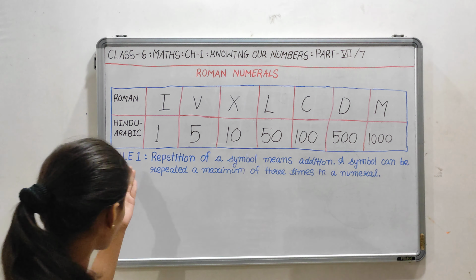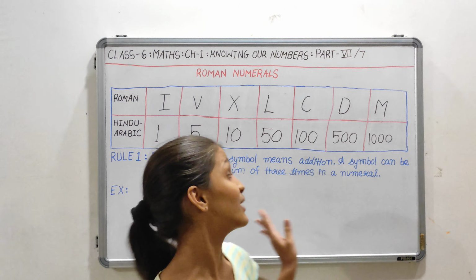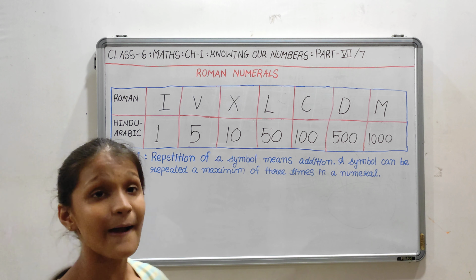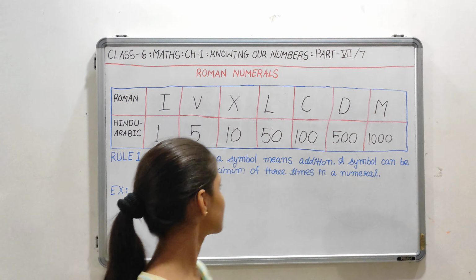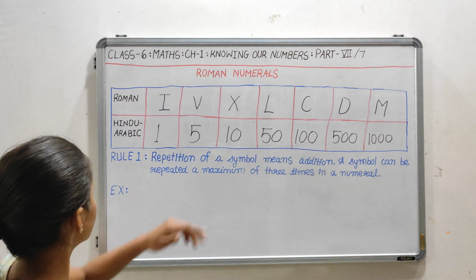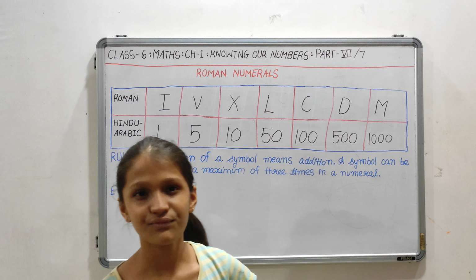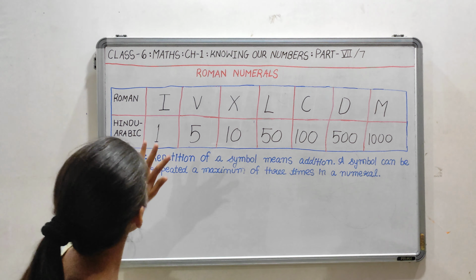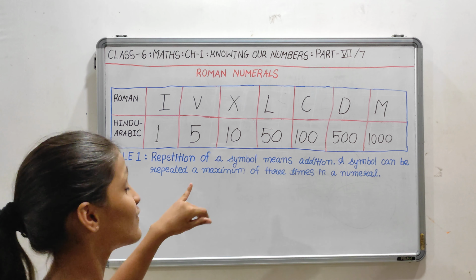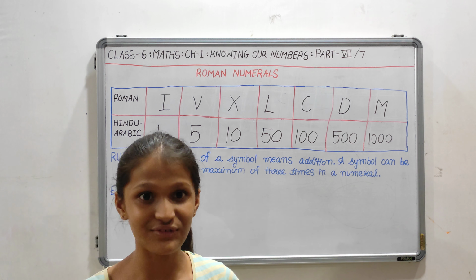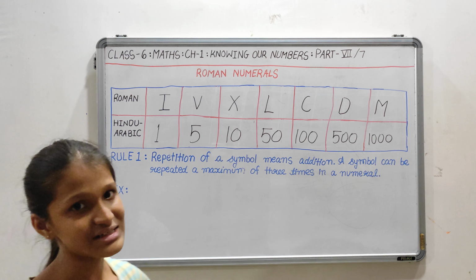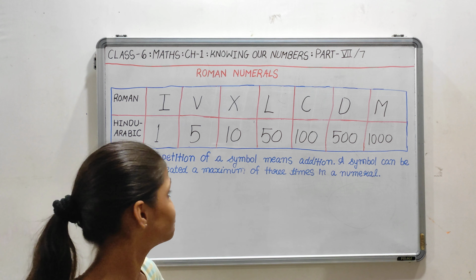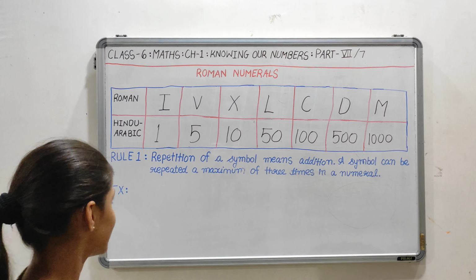Our rule number 1 is: repetition of a symbol means addition. A symbol can be repeated a maximum of 3 times. Before starting, you will all be wondering why I have written only 1, 5, 10, 50. Where are 2, 3, 4? The Roman numeral system is based only on these symbols.